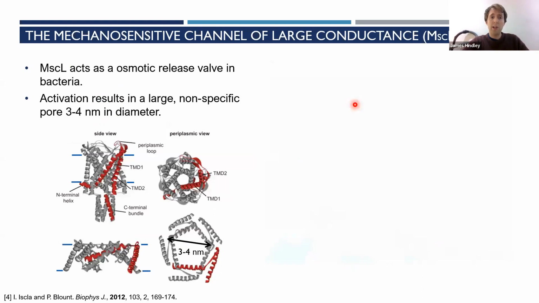So, just to talk a little bit more about MSCL, this is a bacterial membrane protein, originally found in E. coli, and it allows E. coli to survive hyperosmotic stresses. When the membrane tension increases, MSCL will open, and it will form, for a biological pore, a very large 3 or 4 nanometer diameter pore. So lots of content, even small proteins, can go across this.